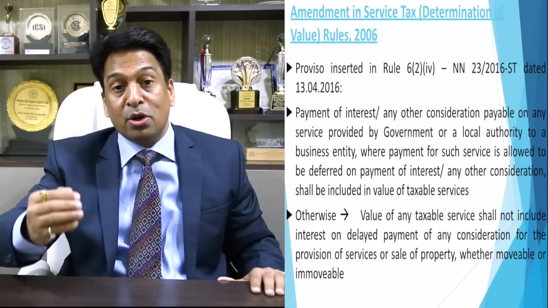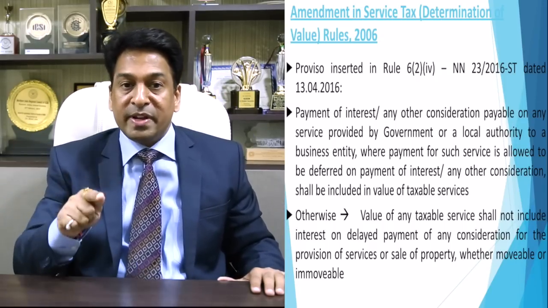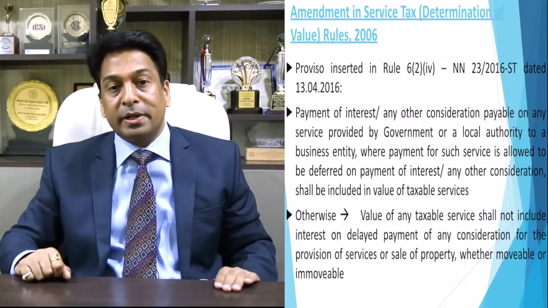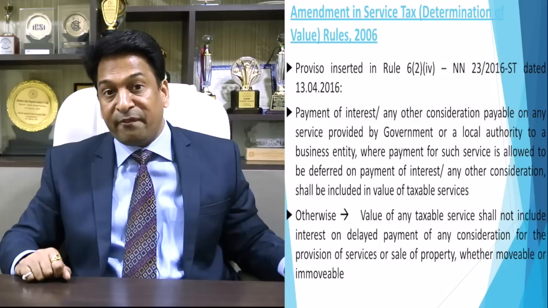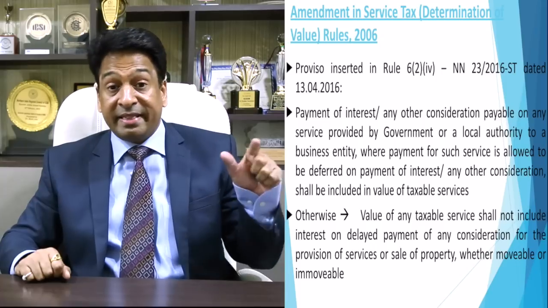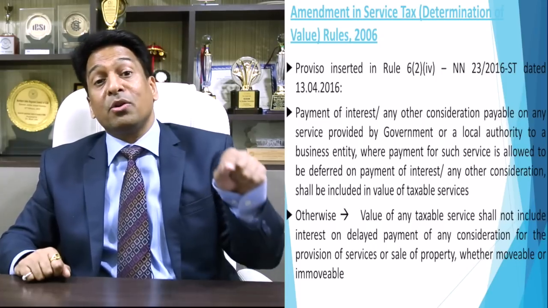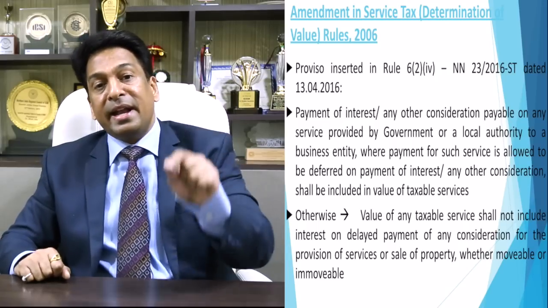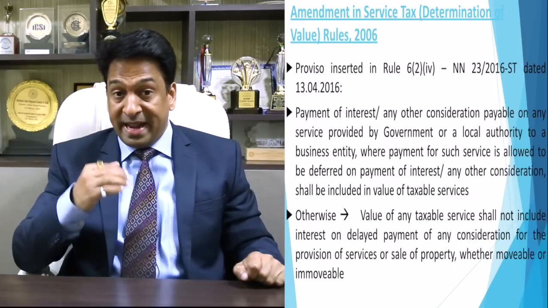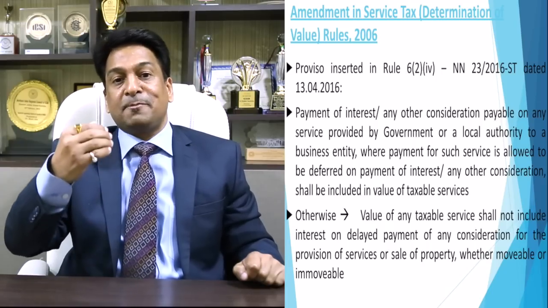But a proviso got inserted. Now what this proviso says: if any service is provided by government or local authority and some payment gets deferred on payment of interest or some other consideration, that interest or other consideration would be includible in gross consideration for the chargeability of service tax. So the exclusion is coming in from the exception clause.